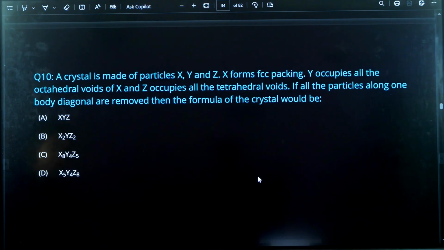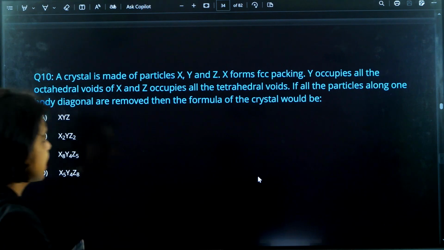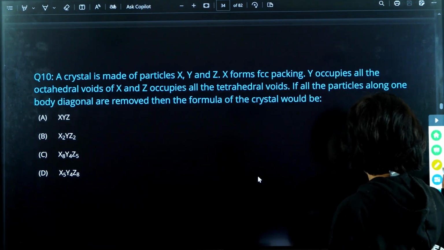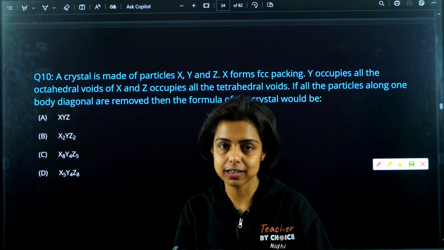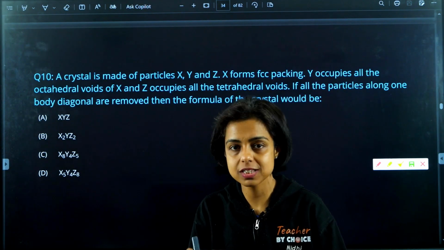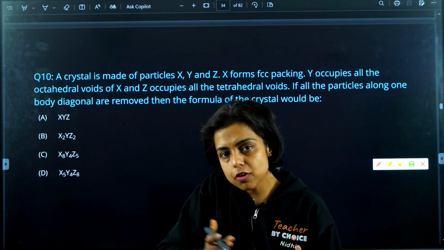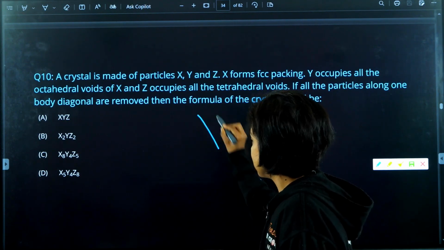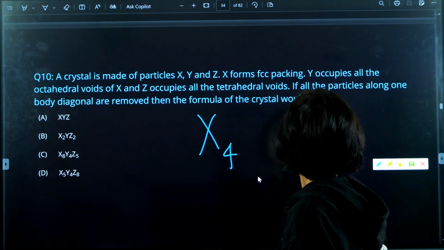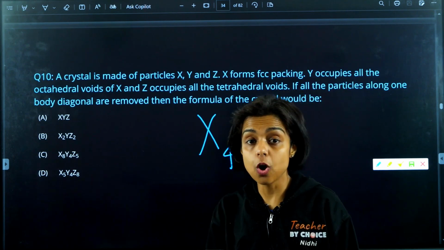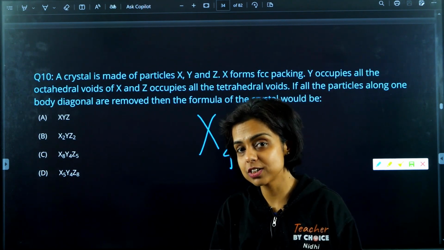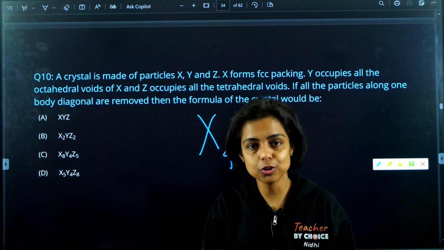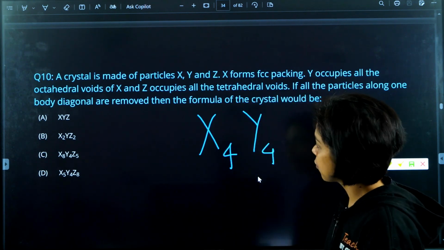Question number 10. A crystal is made up of particles X, Y, and Z. X forms FCC. That means per unit cell we have 4 atoms. X is at the corners and also at the center of each face of the cube. So per unit cell, I have 4 X atoms. And Y occupies all the octahedral voids. So how many octahedral voids are formed? Again, 4. The number of atoms per unit cell is equal to the number of octahedral voids. So Y is also 4 per unit cell.